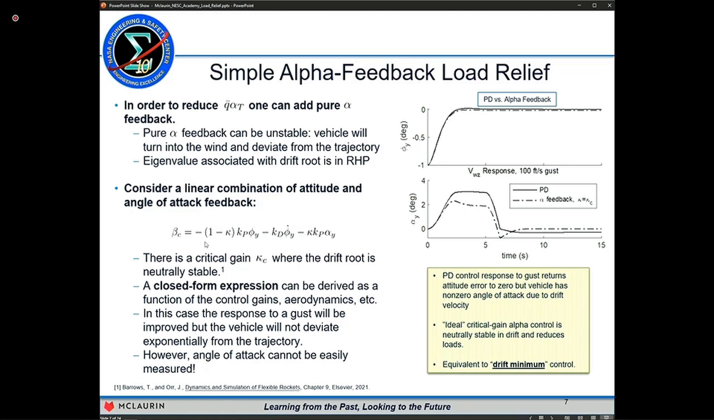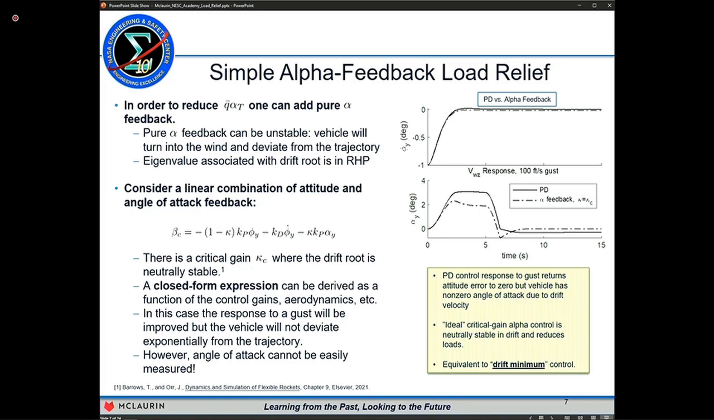With a lot of algebra, it's possible to go through, and there's a derivation of this in the textbook by Dr. Barrows and myself, and this actually mirrors a much earlier result that was derived in a different fashion using the final value theorem for load relief. There's a critical gain case where the drift root is at the origin and the system is neutrally stable. That's a closed form expression, and there are various ways to formulate that, but it's a function of the control gains, the proportional derivative gains, the aerodynamics, and so on. At that critical gain, the response to gust is improved, but the vehicle doesn't deviate exponentially from the trajectory.